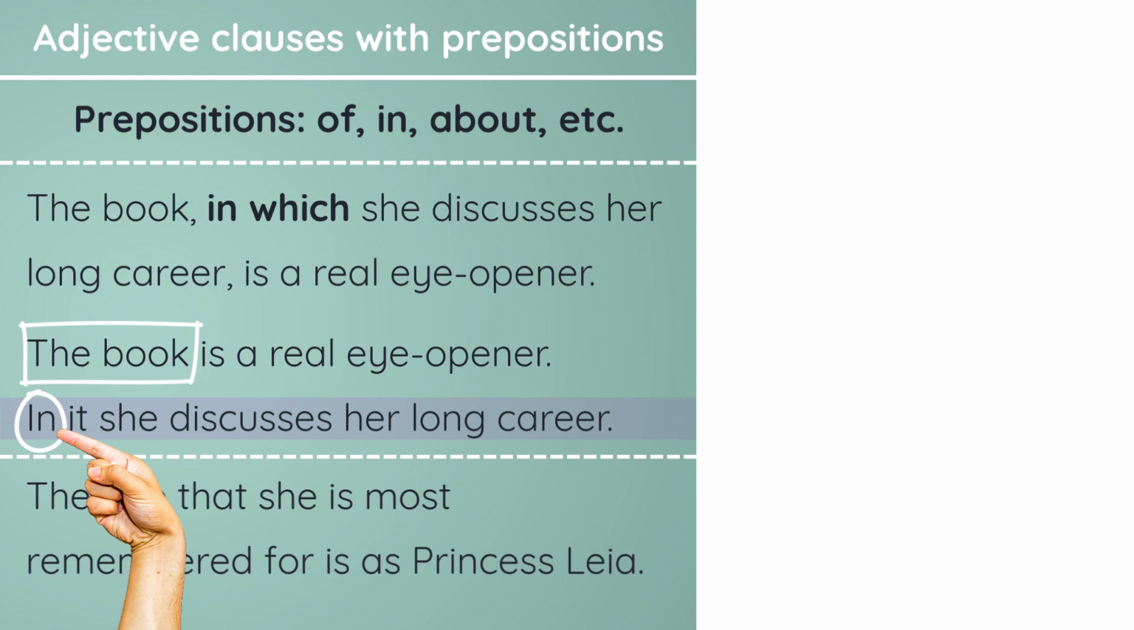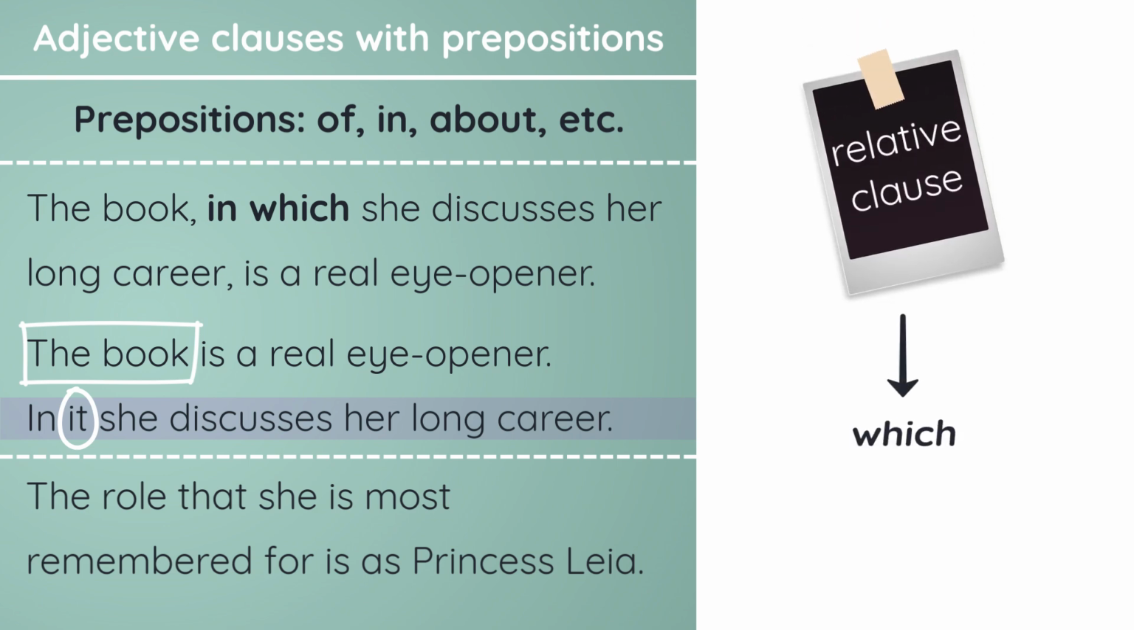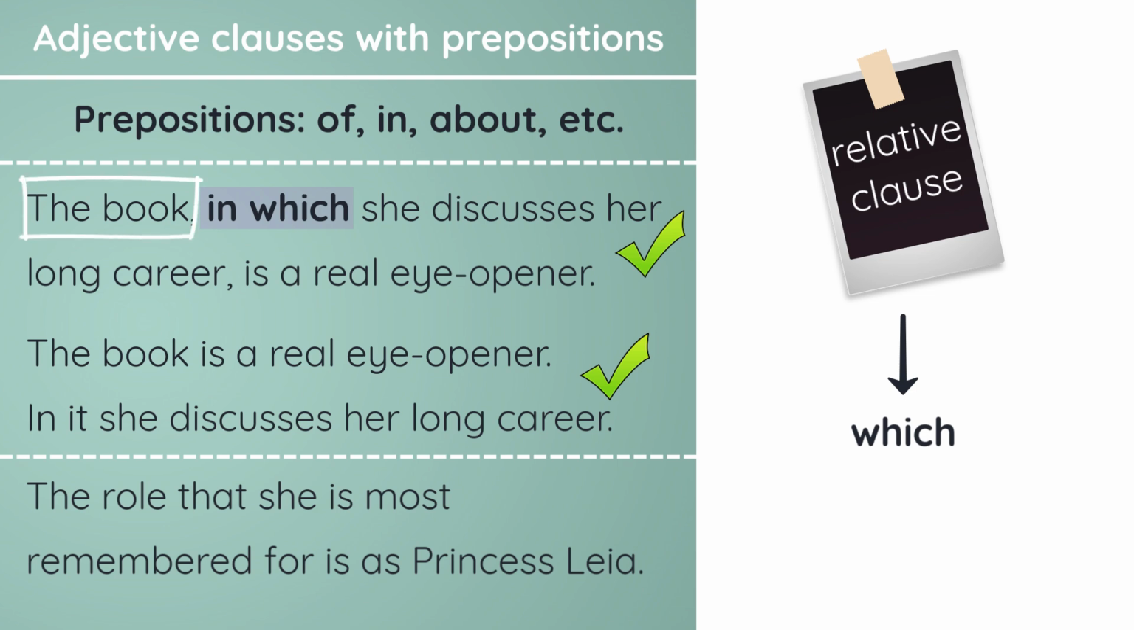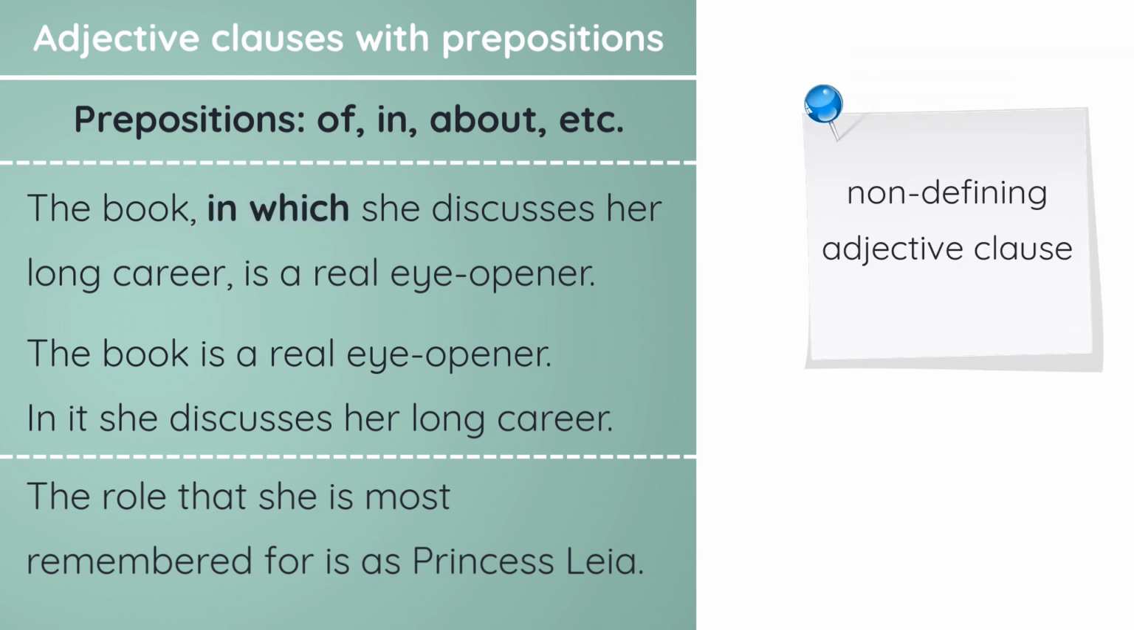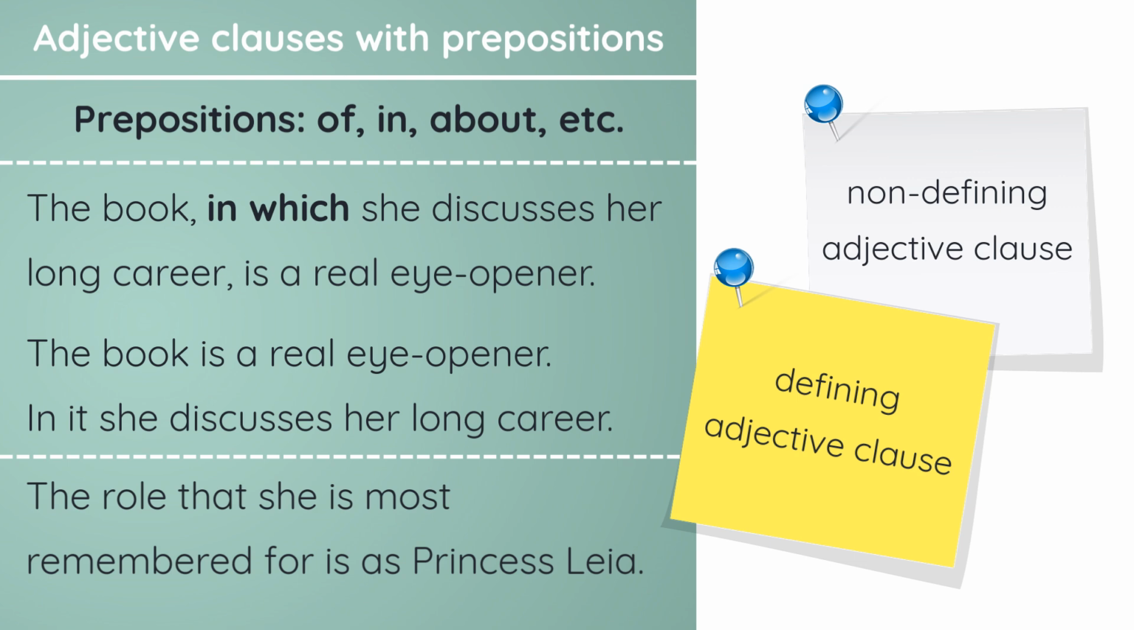And what do you do? You're going to replace the subject again, it, in this case, or in the book. And you're going to put a relative clause, which, in the book, she discusses her long career. The book is a real eye-opener. So, it's the exact same meaning, and I'm just putting the relative conjunction right next to the noun it's describing. And notice, I can do this with a non-defining adjective clause. I can also do it with a defining adjective clause, and we are going to look at that in a moment. Okay, that's the key.